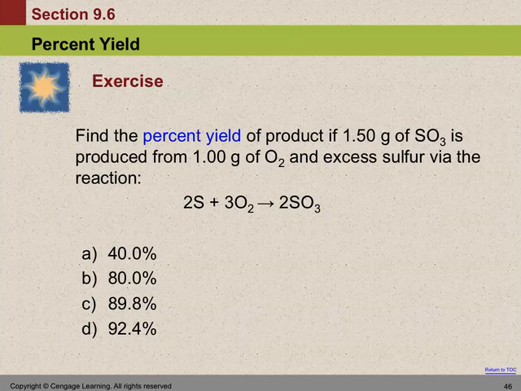This corresponds to a certain number of moles. If you put the actual yield, which is 1.50 grams of sulfur trioxide, over the theoretical yield of sulfur trioxide based on the 1 gram of oxygen starting material, multiplied by 100%, you should come up with 89.8%.